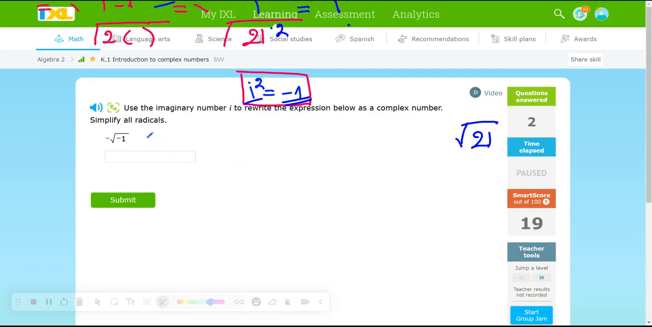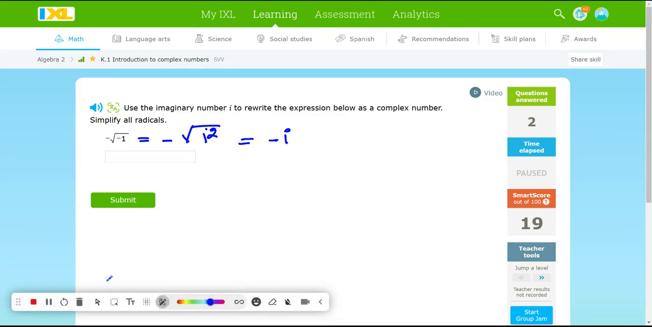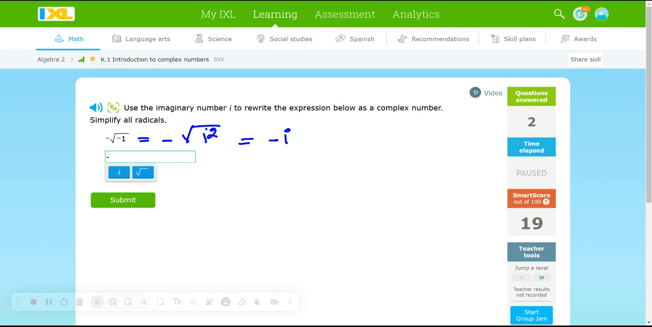Here we go. So there's a negative sign outside. Do not forget it. Okay. Negative 1 again. Negative 1 I will substitute by i squared. Okay? And then square root of i squared is i. The negative sign is still outside. Okay? That's it. So the answer of this is negative i. Voila.